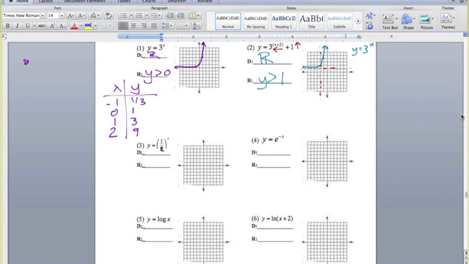Alright, so we're going to make a chart for this. -1, 0, 1, and 2 for our x's. When I plug in a -1, that's going to take that 1/2 and flip it over and give me 2. 1/2 to the 0 power is 1. 1/2 to the first power is a half. And a half squared is a half times a half, or a fourth.